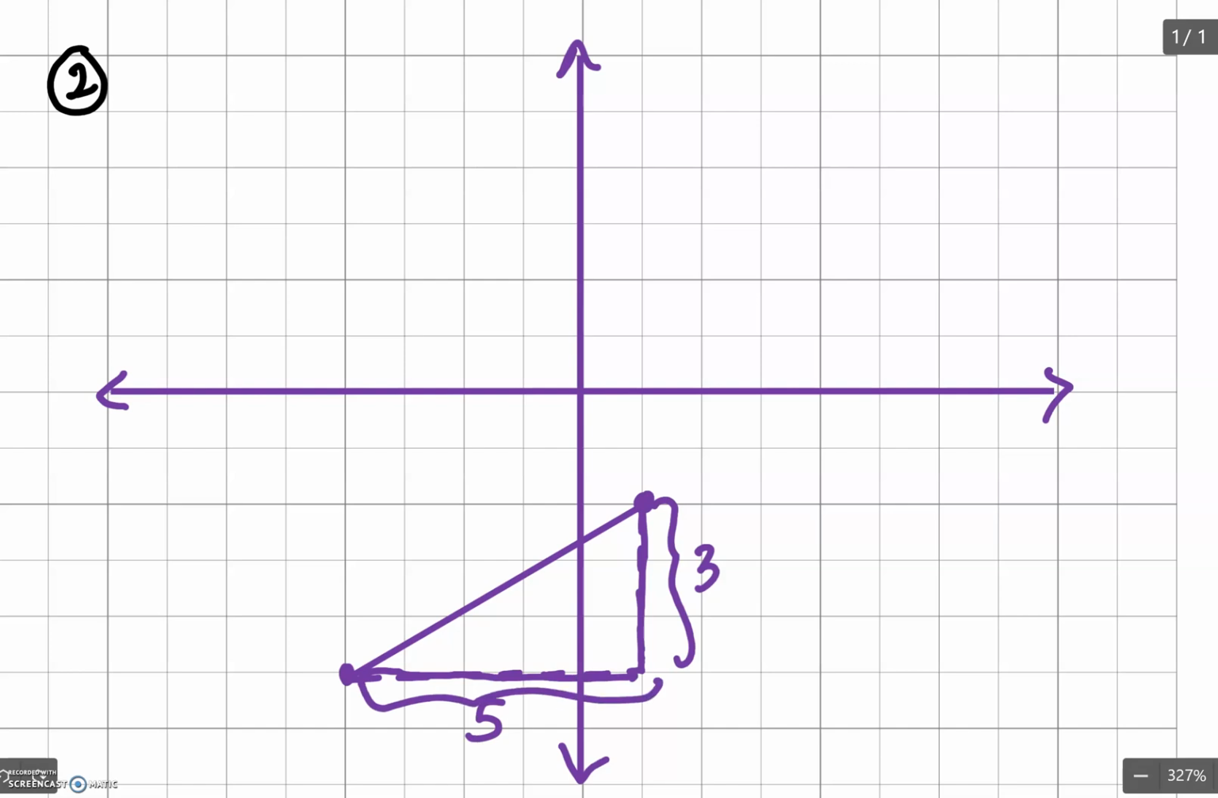The reason this works and compares to the formula is because if this is -4, -5, and this is 1, -2, doing the change in x gets you 5, because 1 minus -4 is 5. Doing the change in y, -2 minus -5, gets you 3. So that's what we're doing there.